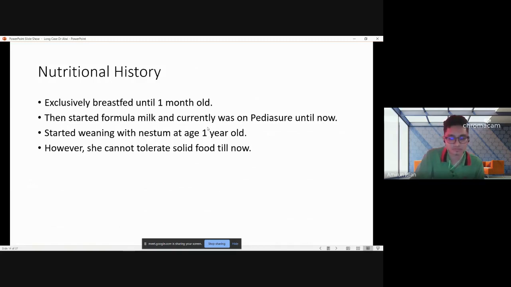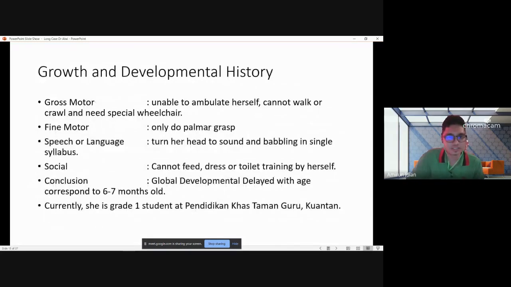For the growth and developmental history, for the gross motor, she is unable to ambulate herself, cannot walk or crawl, and needs a special wheelchair. For fine motor, Andy can do palmar grasp. For speech or language, she can turn her head to sound and babble in single syllables. For social, she cannot dress or do toilet training by herself. For my conclusion, this corresponds to global developmental delay, with an age corresponding to 6 to 7 months old.